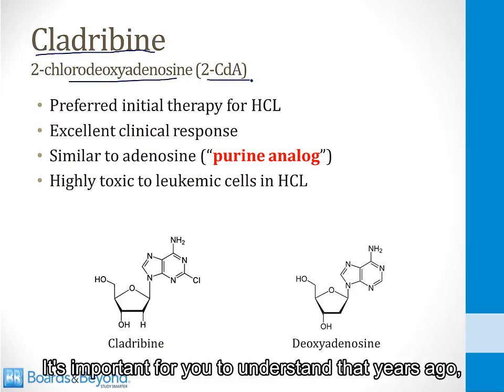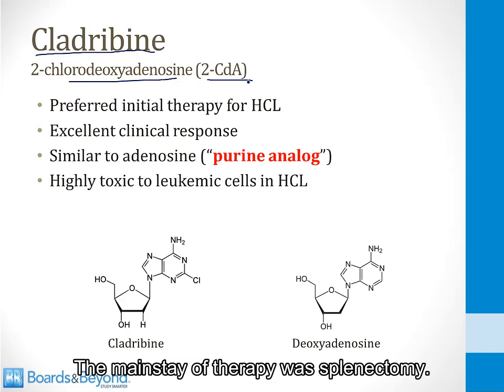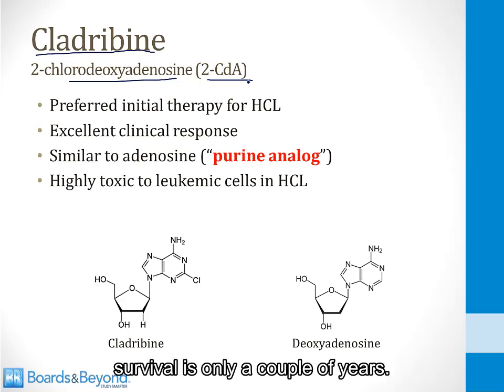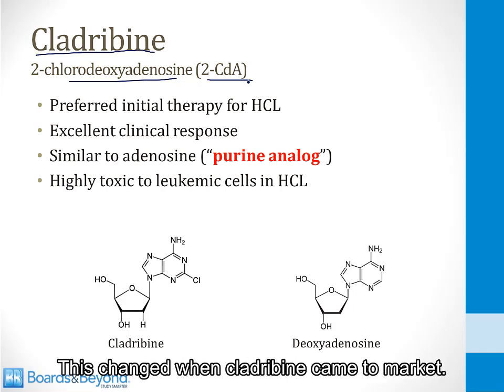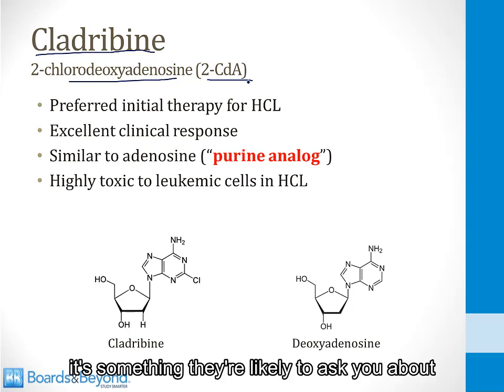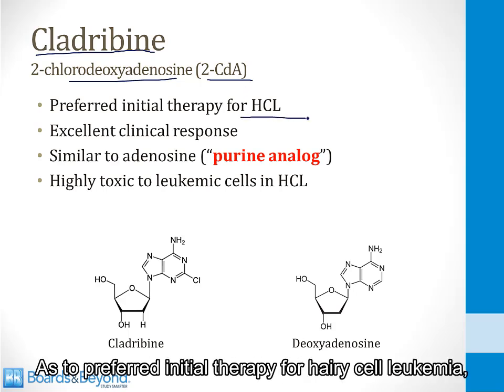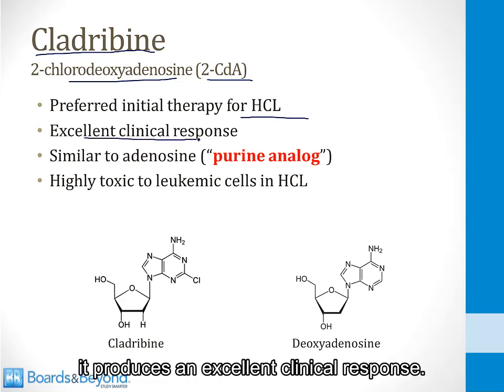It's important for you to understand that years ago this leukemia was a death sentence. The mainstay of therapy was splenectomy, but even with that surgery, survival was only a couple of years. This changed when cladribine came to market, and because it has such a dramatic effect, it's something they're likely to ask you about on your boards. It's the preferred initial therapy for hairy cell leukemia. It produces an excellent clinical response.